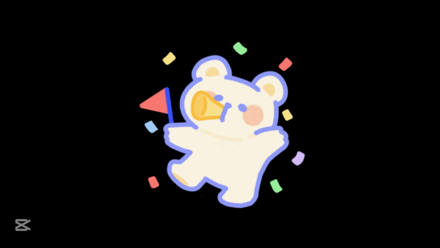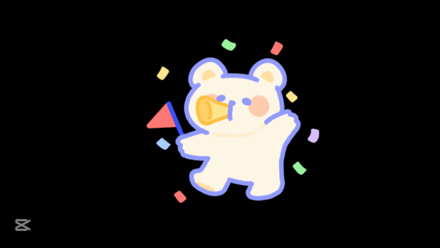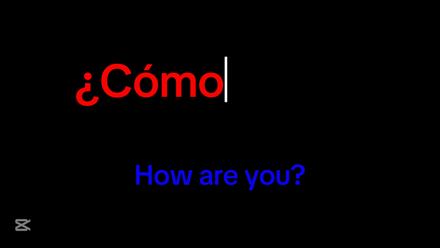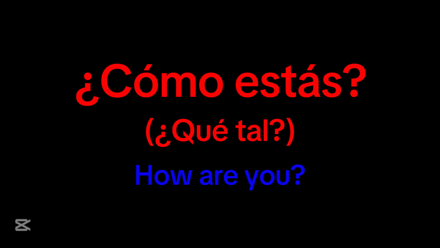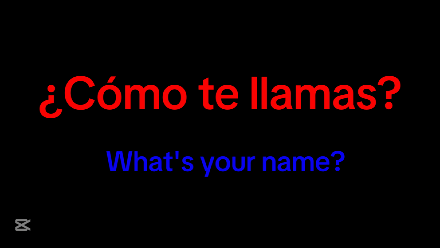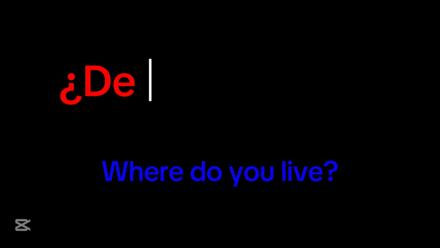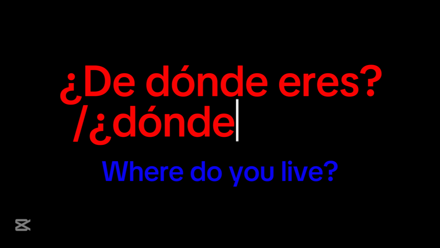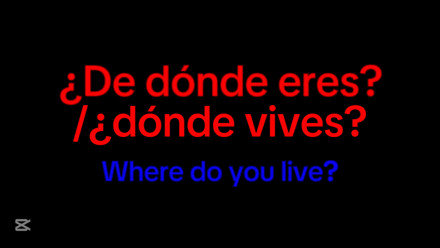And that's it. You can now introduce yourself to that random Spanish-speaking person you've bumped into. You can ask them how they are, ¿Cómo estás? You can ask them what their name is, ¿Cómo te llamas? You can ask them where they live, ¿De dónde eres? Or ¿Dónde vives? And you can also tell them what your name is. Me llamo. You can also tell them where you live, vivo en, and you can also tell them what you do for a living, soy. And if you wanted to, you can also tell them your age.